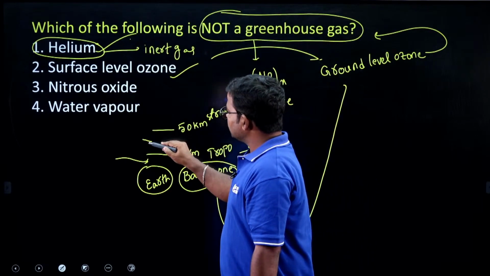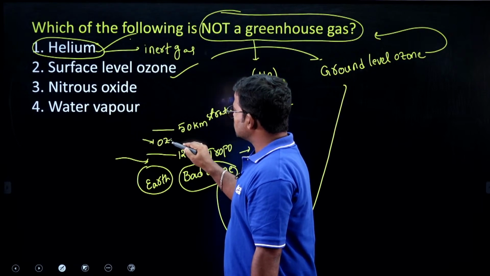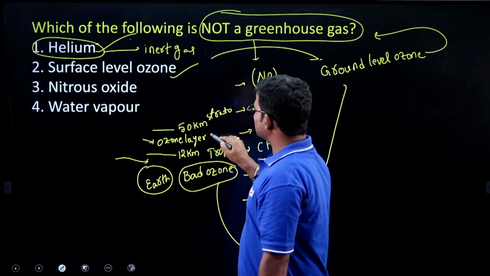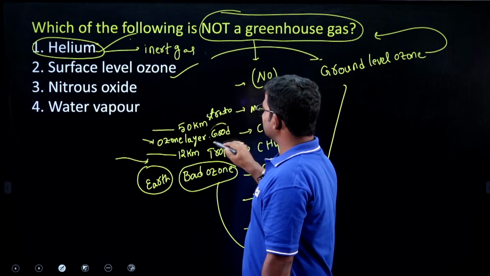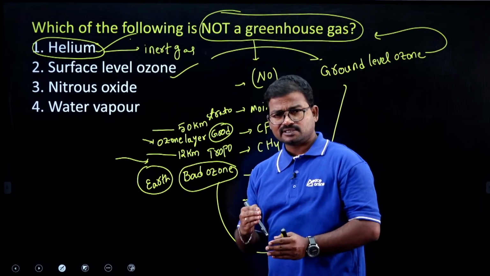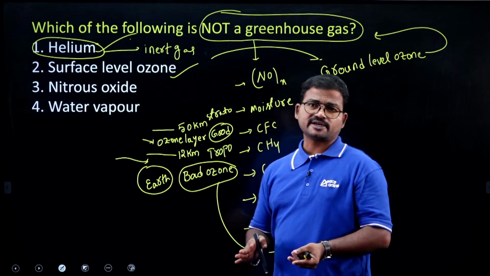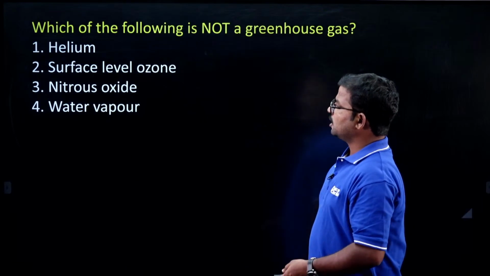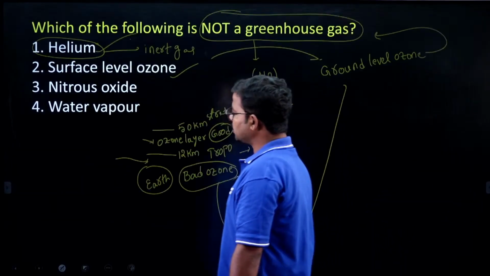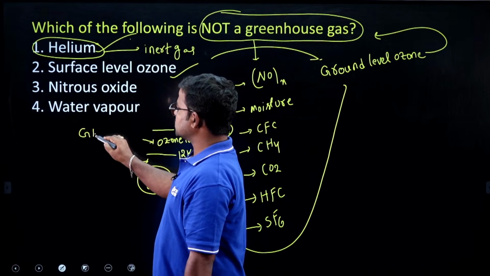Next, here we have the ozone layer. This is nothing but good ozone. This ozone does not affect the rising of temperature on this planet. And from your examination point of view, you should also remember one thing, that is global warming potentials.